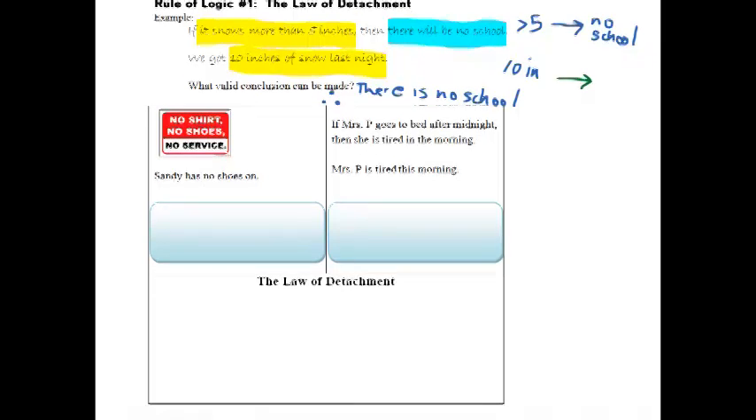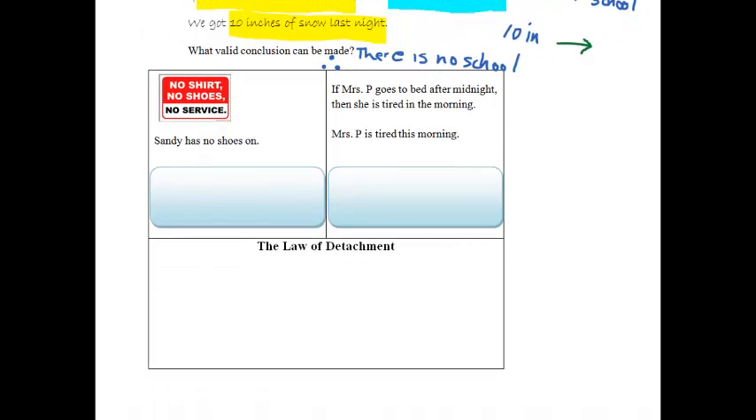Have you ever seen a sign like this from a store? No shirt, no shoes, no service? That could be looked at as an if-then statement. What is the hypothesis of that statement? It'd be no shirt and no shoes. So if I have no shirt and no shoes, I'm just going to write no S and S. No shirt and no shoes. Then what does the sign tell us? The conclusion? No service.